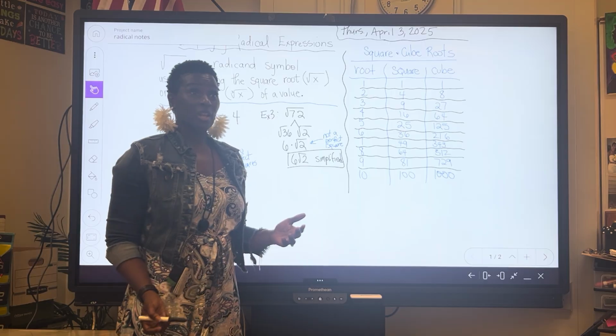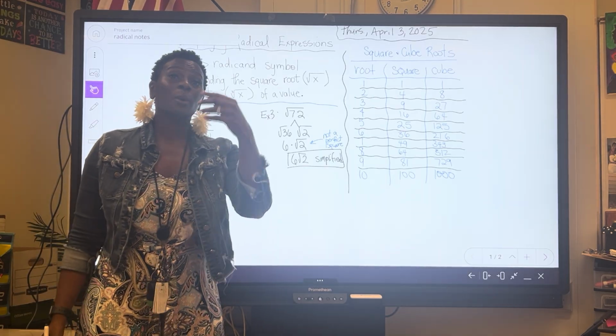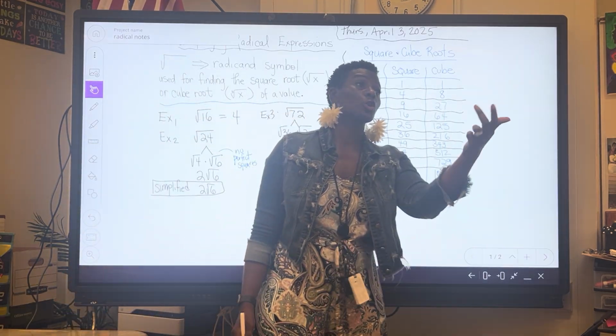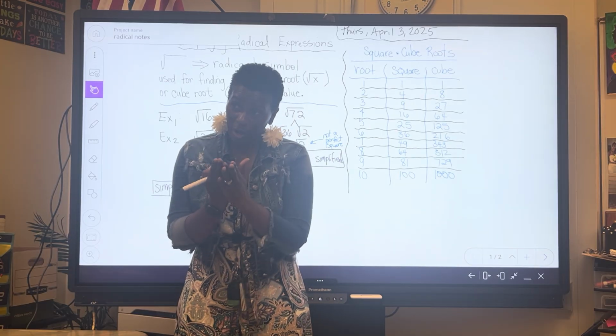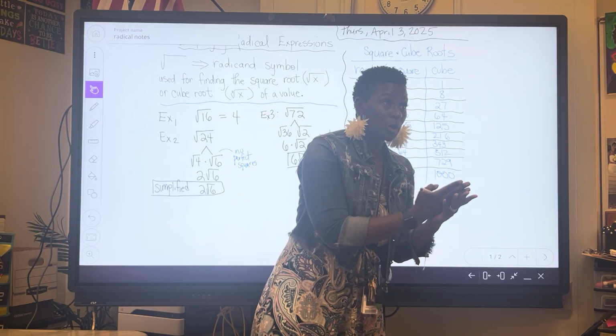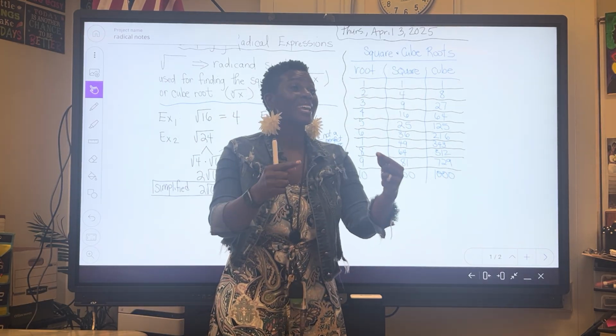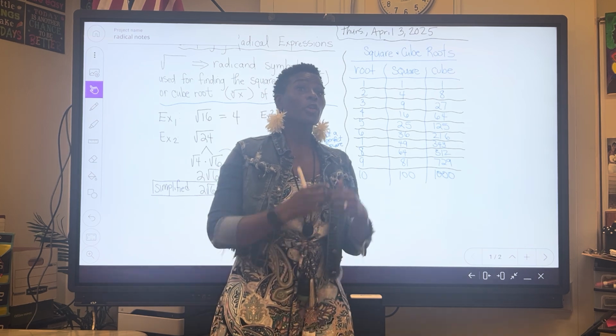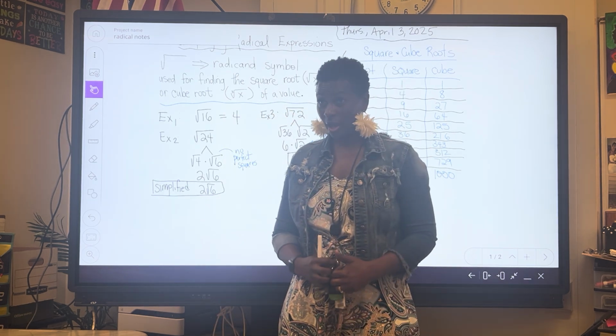No. There are none. So let me explain what a perfect square or a perfect cube is. A perfect square or perfect cube means that the square root is a whole number or the cube root is a whole number. Are y'all following?